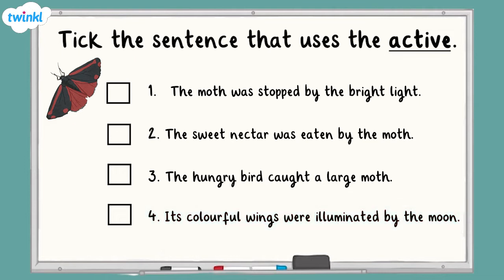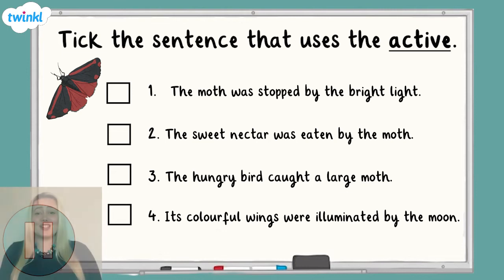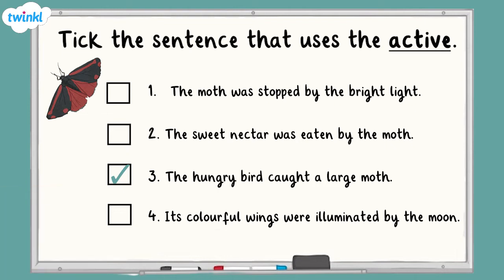Each of these sentences begins with the subject. You need to find the sentence in which the subject is the one performing the verb. Have you spotted it? Well done if you said, the hungry bird caught a large moth. In this sentence, the subject, the hungry bird, is performing the verb caught to the object, a moth. This sentence is written as subject, verb, object.